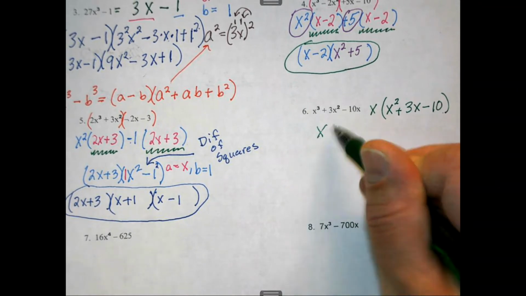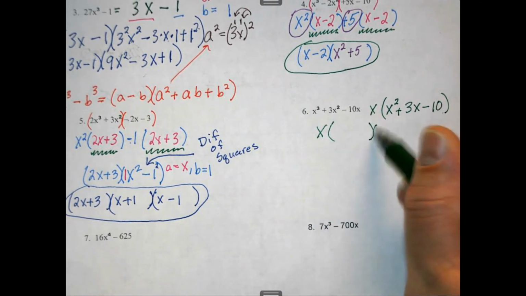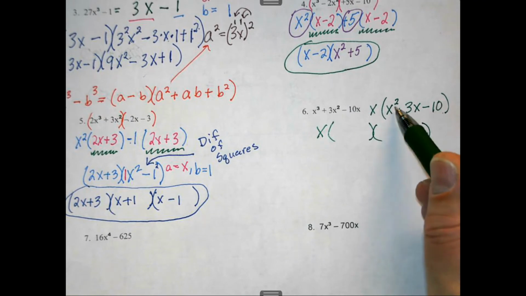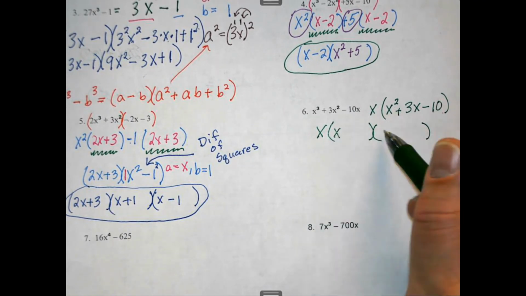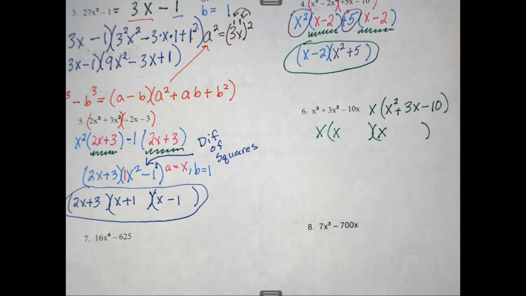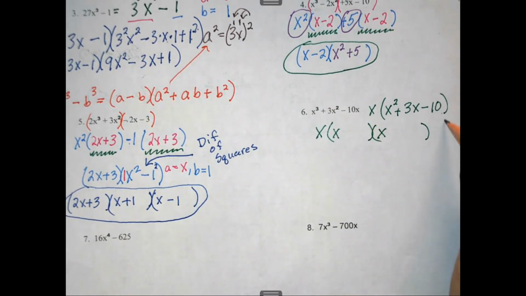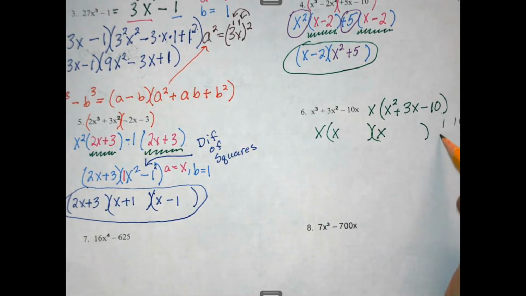But x. Only one way to get x squared: x times x. Factors of 10: 1 and 10, 2 and 5. We have a minus sign, so one has to be plus, one has to be negative. So we're going to subtract, right? And so -2 plus 5.